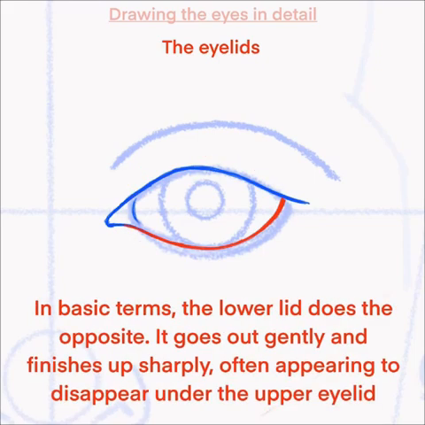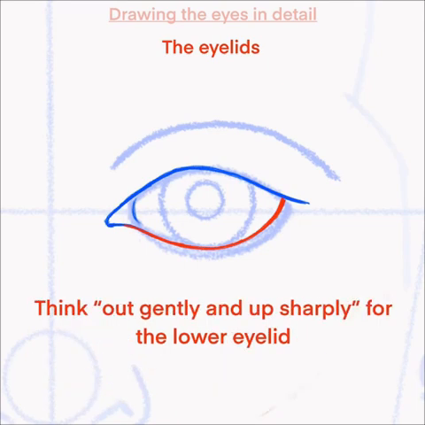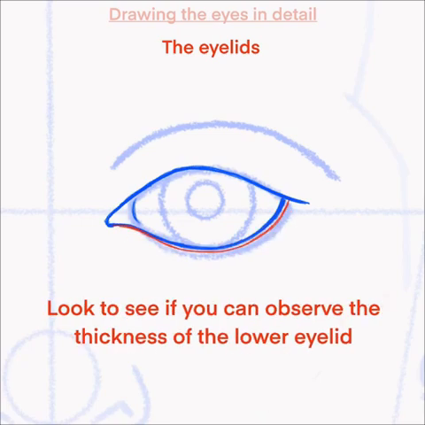In basic terms, the lower lid does the opposite. It goes out gently and finishes up sharply, often appearing to disappear under the upper eyelid. Think out gently and up sharply for the lower eyelid. Look to see if you can observe the thickness of the lower eyelid.